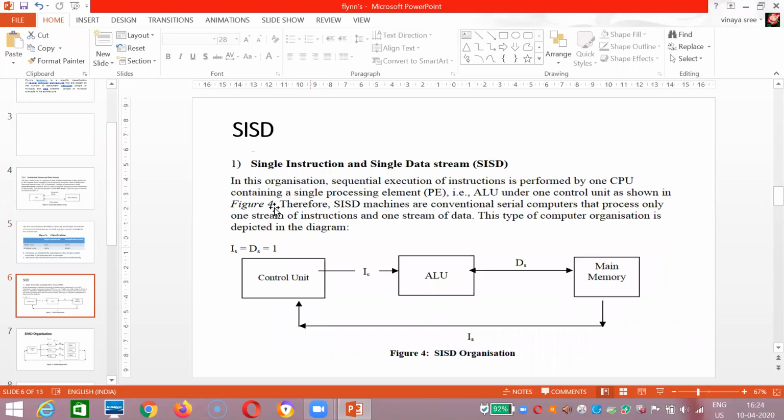So see here, single instruction and single data stream. In single instruction, single data stream, in this organization, sequential execution of instructions is performed by one CPU containing a single processing element, that is the ALU, under one control unit as shown in the figure. See here, there is a main memory, there is a control unit, there is an ALU.